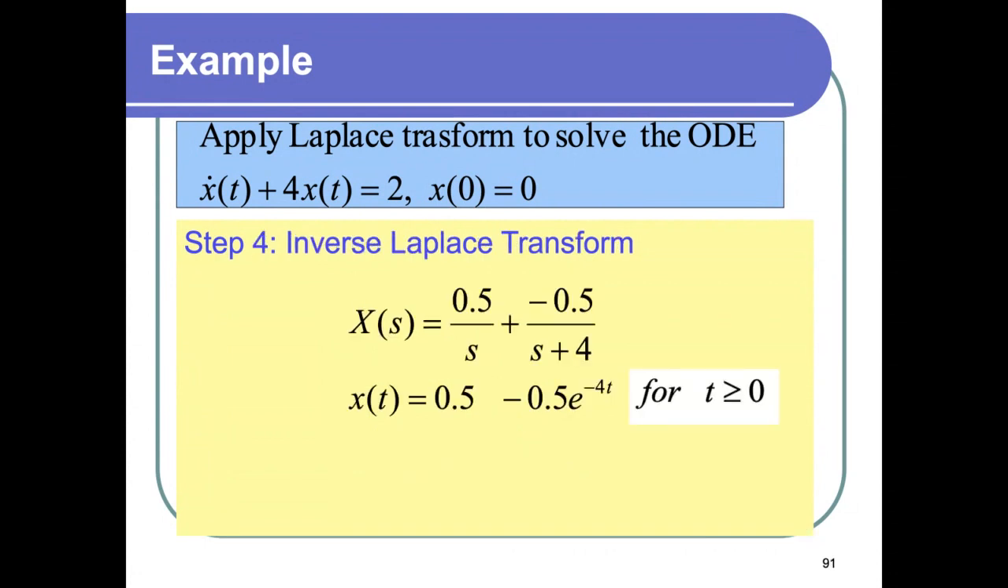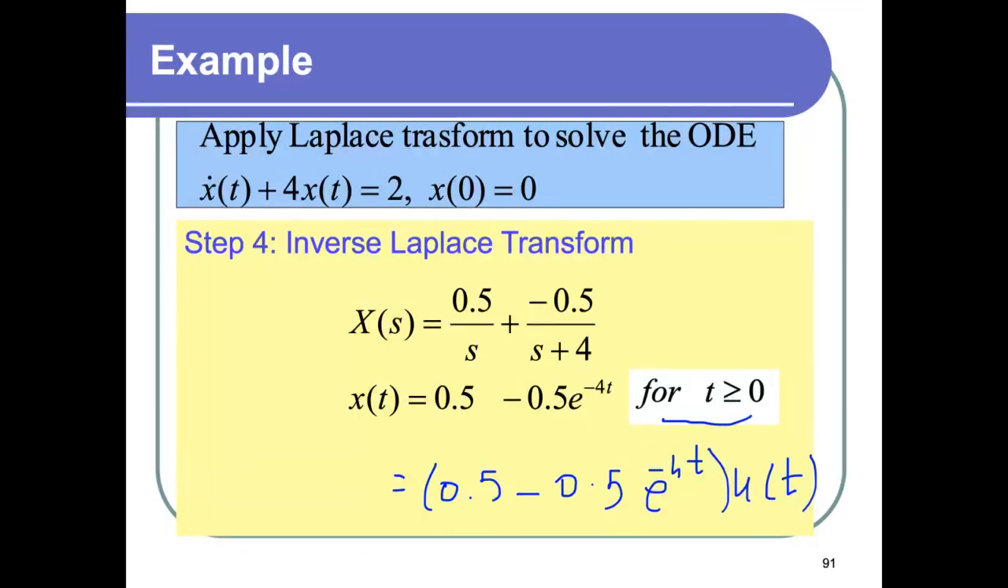Then you do the inverse Laplace transform. This corresponds to 0.5 minus 0.5 e to the power of minus 4t. This is for t greater than or equal to 0. Alternatively, you can do the following: 0.5 minus 0.5 e to the power of minus 4t, and you multiply everything by the step function, u of t, so that it will be 0 when t is negative and 1 otherwise, so that you get the same thing.